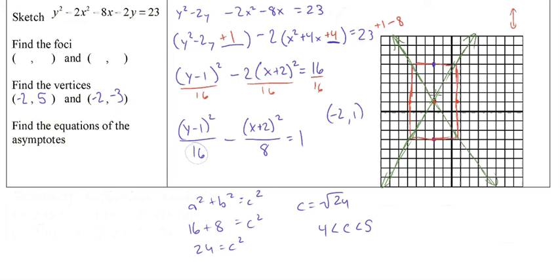So up 1, 2, 3, 4, but not quite 5, so it's just a little bit above there. And down 4, but not quite 5. So those are located at -2, the x value for each of them, and -2, I'm going to write this underneath, 1 plus the square root of 24, and 1 minus the square root of 24.